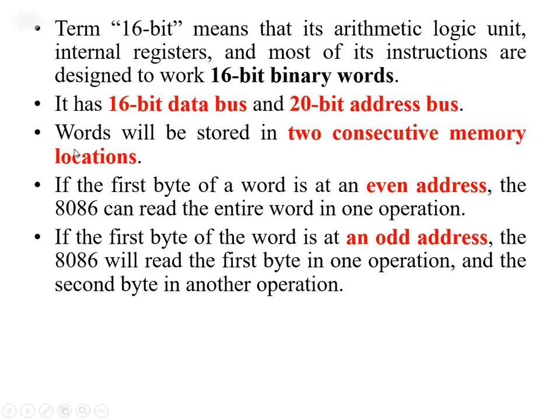Words will be stored in two consecutive memory locations. If the first byte of the word is at an even address, then the 8086 can read the entire word in one operation itself. And if the first byte of the word is at an odd address, the 8086 will read the first byte in one operation and the second byte in another operation. So for an odd address, we need two operations to be done.